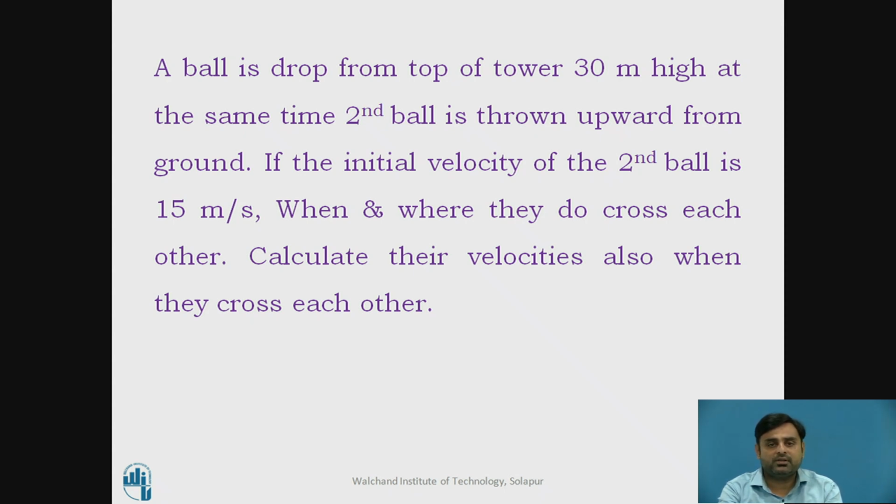A ball is dropped from the top of a tower 30 meter high. At the same time, a second ball is thrown upward from the ground. If the initial velocity of the second ball is 15 meter per second, when and where do they cross each other, and calculate their velocities also when they cross each other.